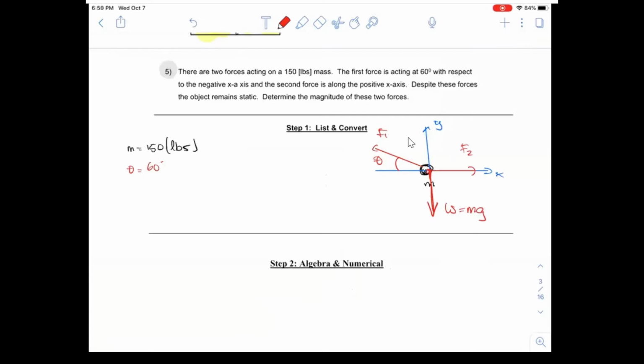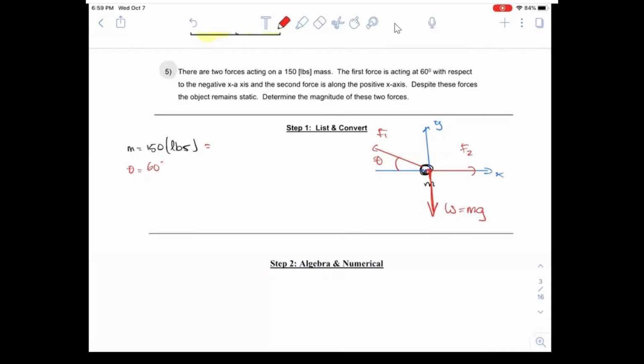Okay, so before we move forward, 150 pounds, just convert it to kilograms and give me the answer before we proceed. 68.18. 68.18 kilograms, right? All right, give yourself 5 points for that one. Okay, so it's good enough.